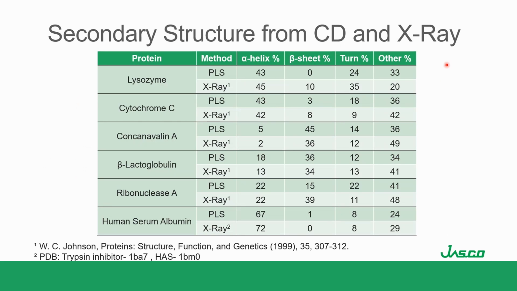And what we see is very similar to what Carlos showed previously. The measurements match up really nicely to the X-ray. Overall, the matching is quantitatively the same. So if we have beta-rich structures, we'll see high percentages in beta sheet. And if they're alpha helical, we're going to see a really nice match in the alpha helix content.